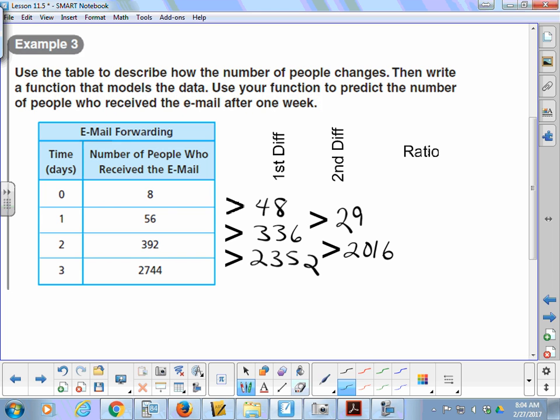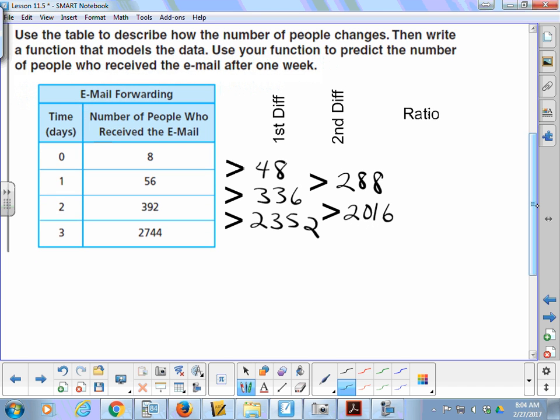No, 288. Right. So those aren't the same. So the first differences aren't the same, so it's not linear. Second differences are not the same, so it's not quadratic. So that means we've got to try the ratios, see if they're the same.